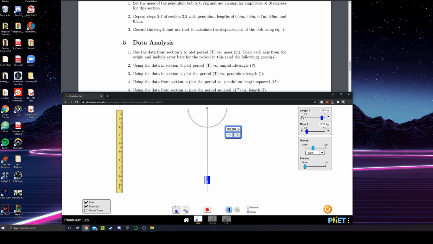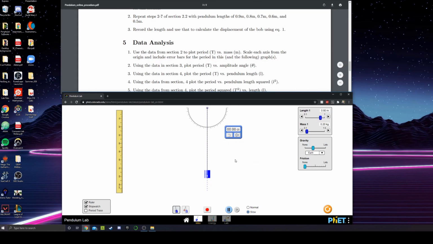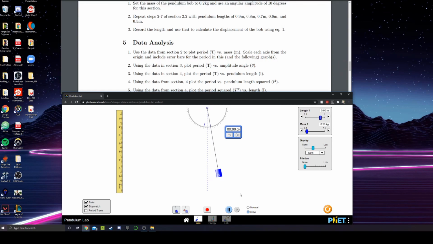Now we're going to decrease the length of the string to 0.8, and we're going to do that again. Start. All right, so it looks like about 1.7, maybe 1.75, about 3.5, about 5.3, about 7.1, and then about, oh, drat. All right, so you got those ones, you got those first four, right?